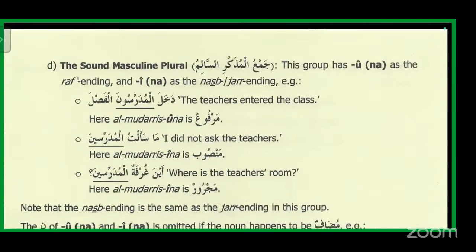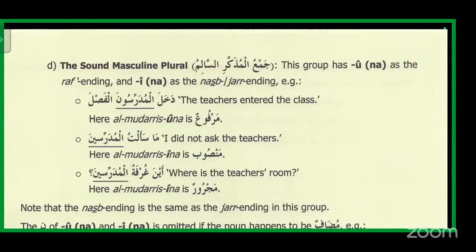The sound masculine plural, jam' al-mudhakkar as-salim. The rafa' ending is una and the nasb and jarr ending is ina. Example: Dakhala al-mudarrisuna al-fasla. The teachers entered the class. Here al-mudarrisuna is marfu'un.